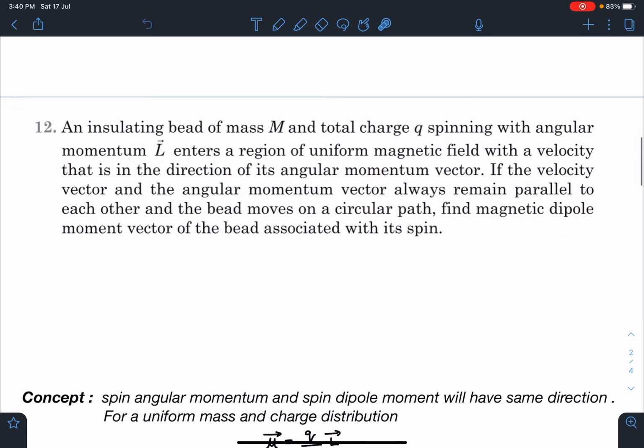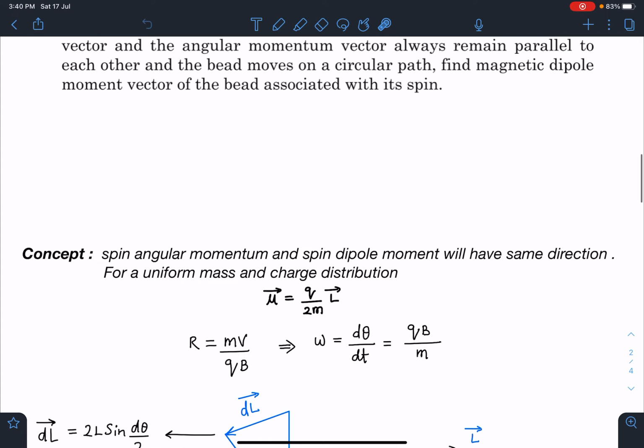So in this case, let's discuss the concept part here. First thing is the spin angular momentum and spin dipole moment will have the same direction. They will be parallel. And for a similar or identical mass and charge distribution, I shouldn't have written uniform. Actually, it is valid for any similar type of mass and charge distribution. This result will hold true, that is mu is equal to q by 2m into L. That is not the case in this problem though. Okay, so here please you can remember this.